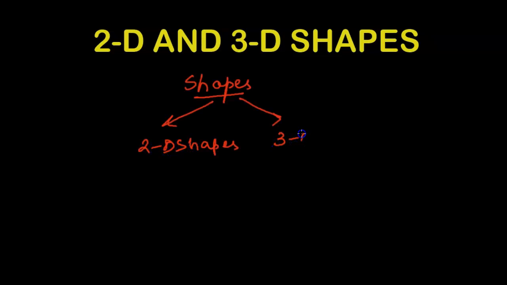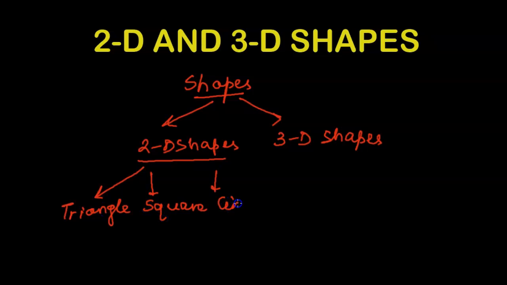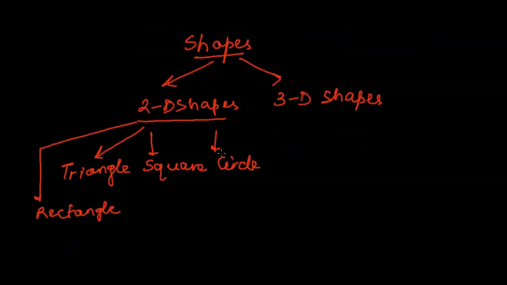In this lesson, we will talk about shapes. Of all the shapes that we see around us, there are two major types of shapes. One is called 2D shapes and the other is called 3D shapes. 2D shapes are simple shapes that everybody knows. We have triangle, square, circle, rectangle. There are many more 2D shapes.